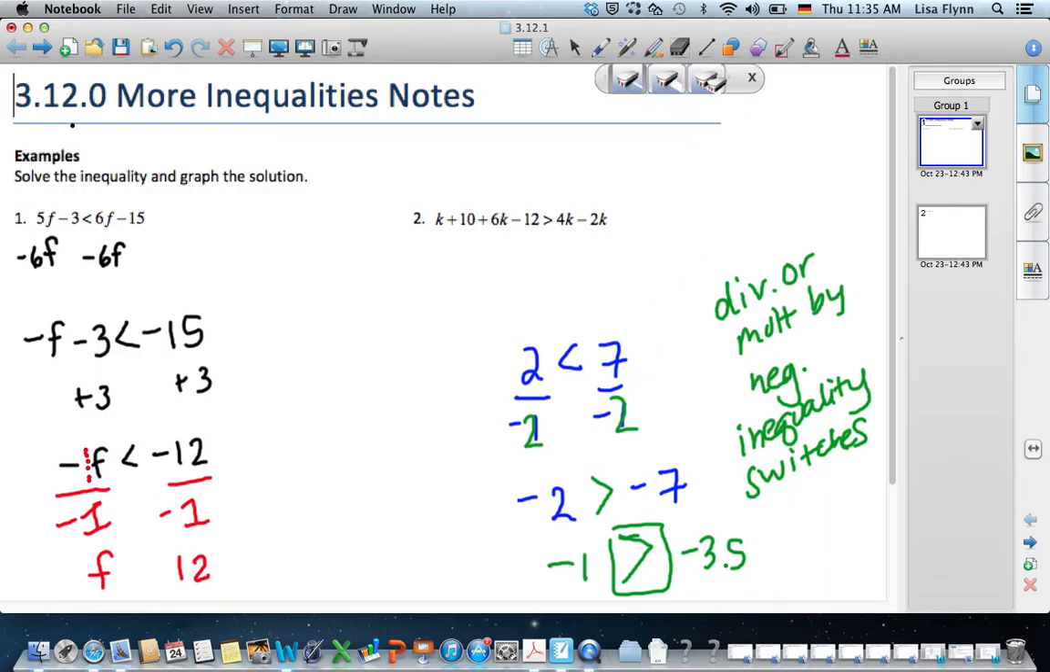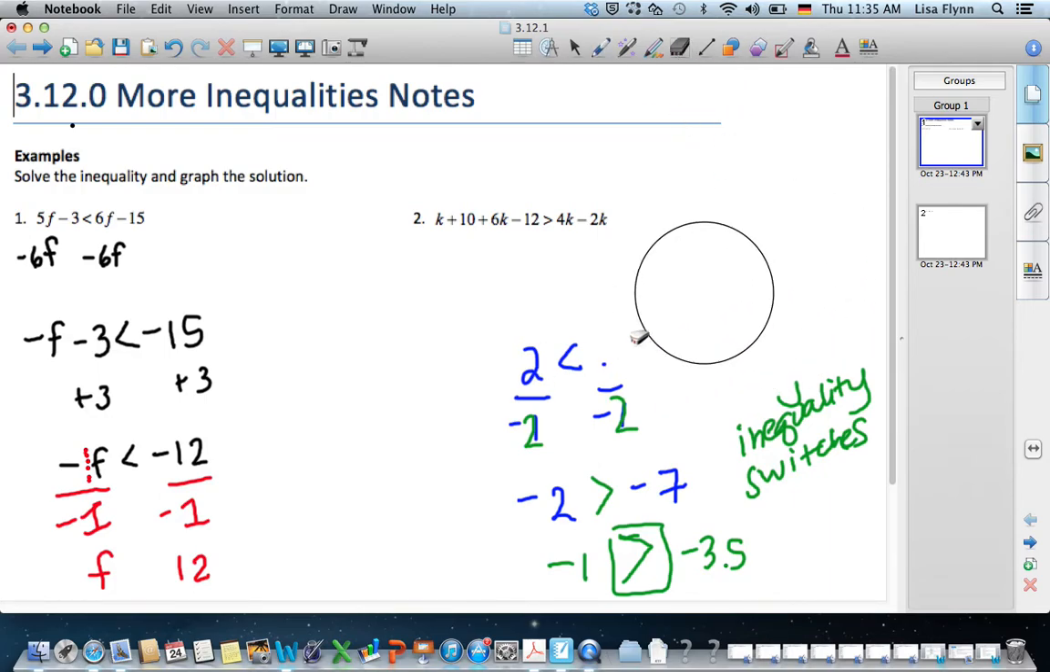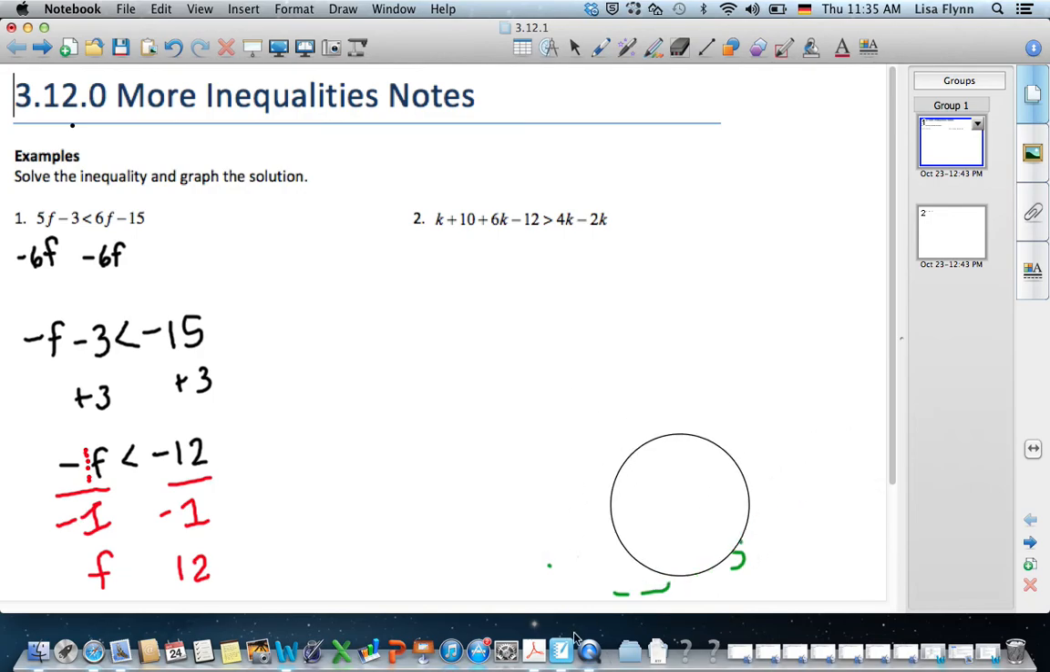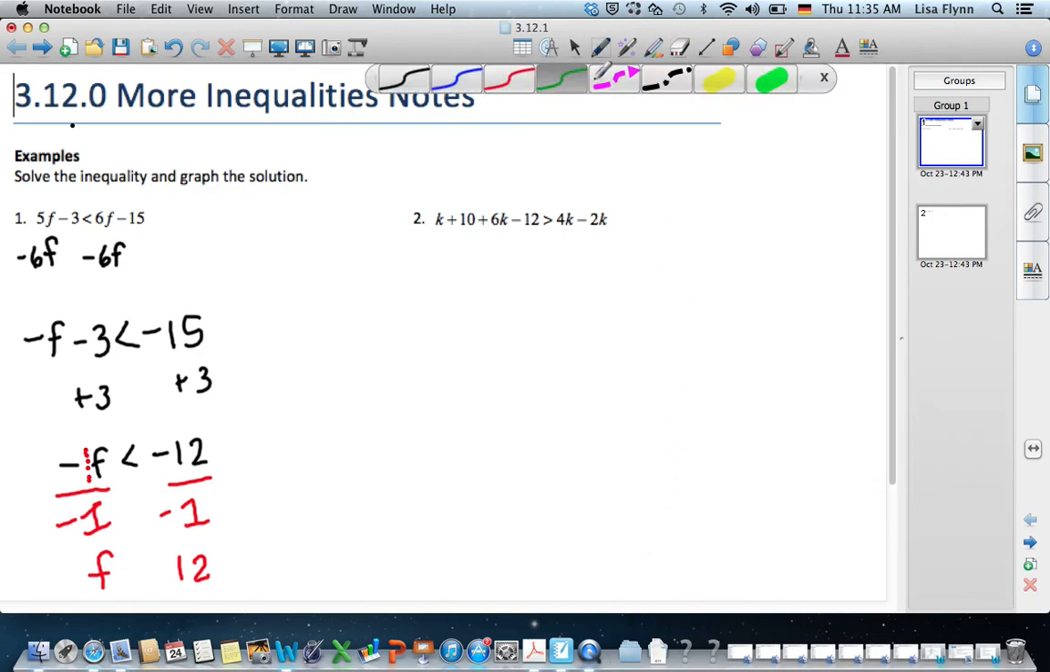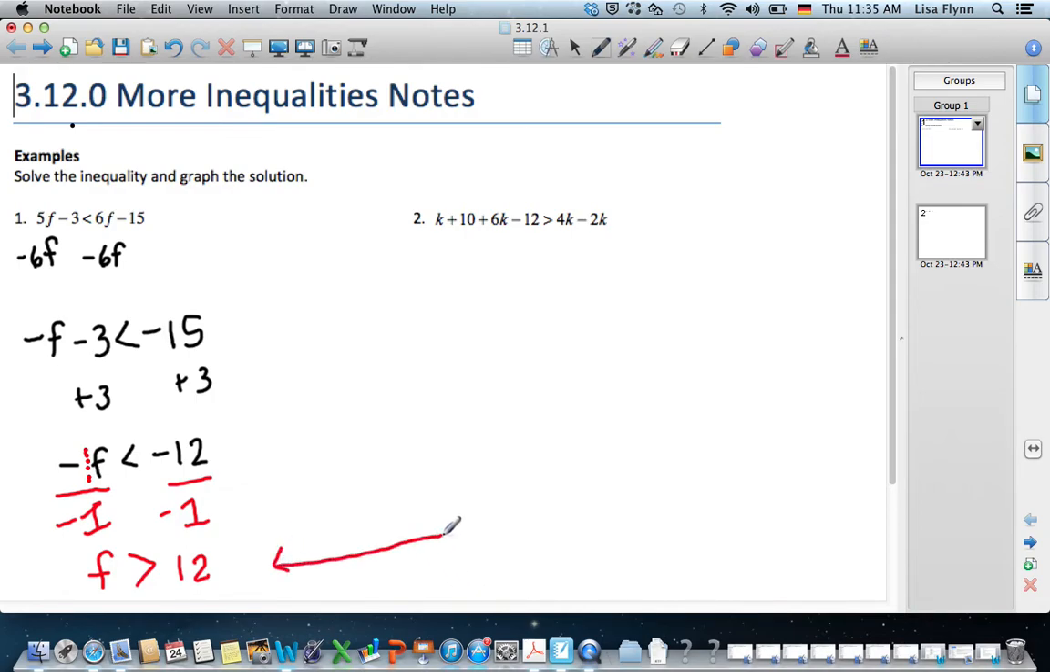This is kind of the only little twist about inequalities. Other than that, we can treat them like normal equations most of the time. So I'll go back over here and fill in that last bit. We divided by negative, so our inequality switched. F has got to be greater than 12. And to finish off, we have our number line here with 12. Can it be equal to 12? Nope. Open circle. Greater than 12, this direction.